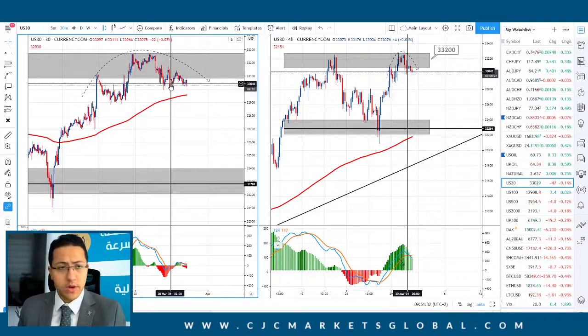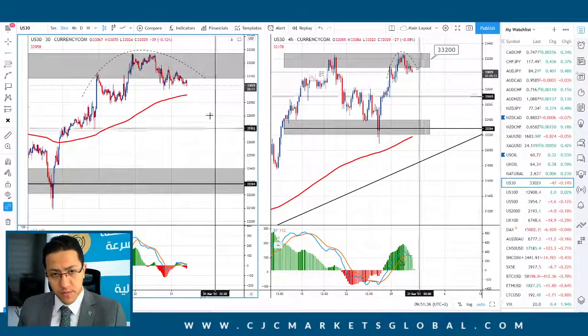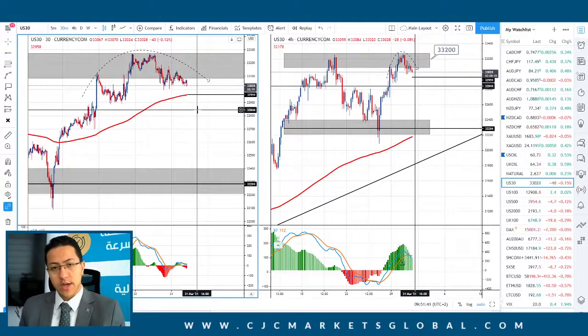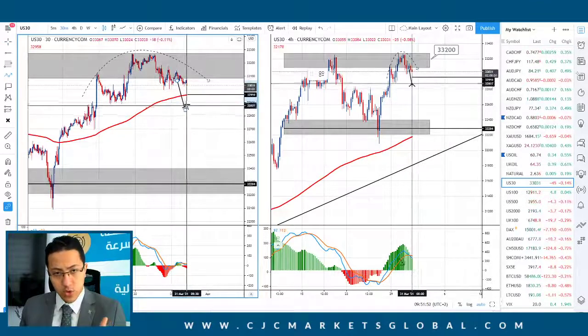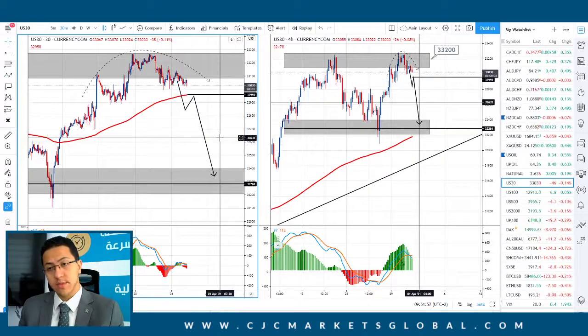So during the day we are bearish on the US Dow Jones. However, in order to confirm this bearish move, we need a break below the 200 exponential moving average on the 30 minutes time frame, which is just around 32,950 points. So the best move that I would love to see on the Dow Jones is a move lower, a retest to the 200 exponential moving average on the 30 minutes time frame, and off we go back to the support just around the 32,280 points.